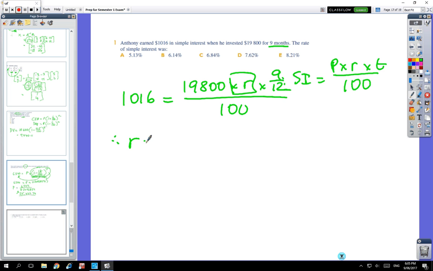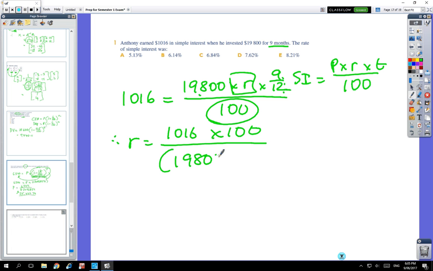So we're going to go R equals 1016. We're going to multiply by 100, and then we're going to divide by those two numbers. Just put them both in brackets on the bottom because they're doing two things. So 1016 times 100 divided by, open bracket, 19,800 times 9 over 12, and close the bracket. And the interest rate is 6.85% per annum. So again, it's just rearranging the formula and plugging the numbers in. Okay, we've got 3 pages to go.